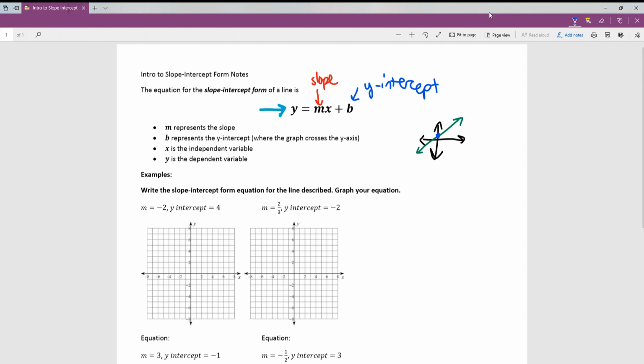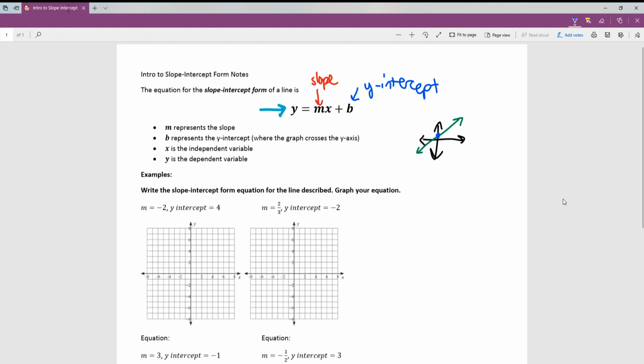spot. X is called the independent variable because whatever number we plug in for x makes a certain value for y. The y value depends on that independent x variable. We're going to do two basic things today. We are going to be writing slope-intercept form equations, and we're going to be graphing those equations.